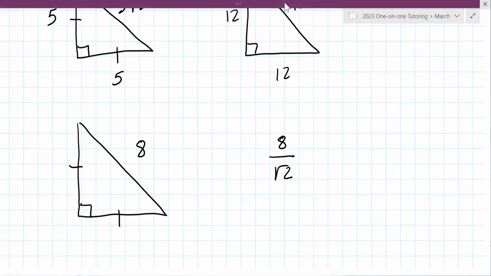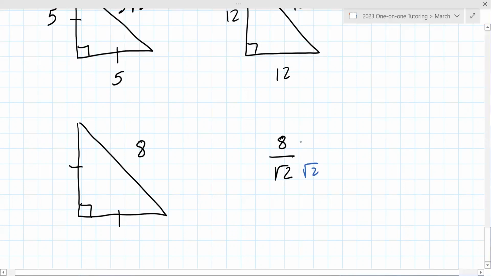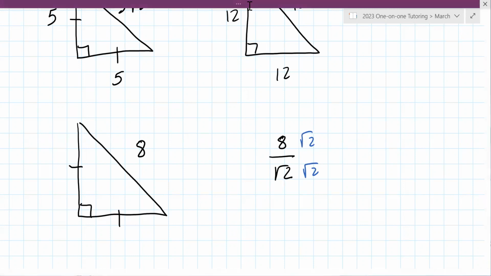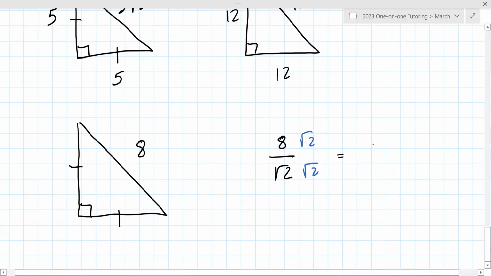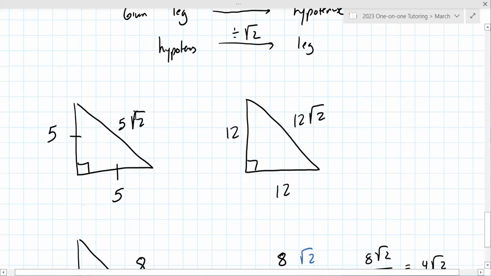So you have to rationalize the bottom by multiplying by the square root of 2. Okay, so what does the numerator become? It'll be 8 square root of 2 over 2, which is 4 square root of 2. So both legs are 4 square root of 2. Yeah. So it's easy when it's already got a square root of 2 in there.